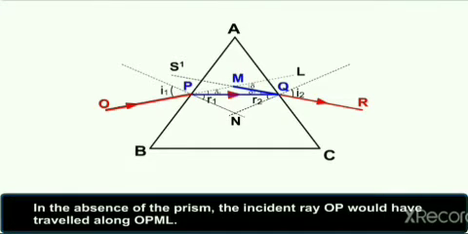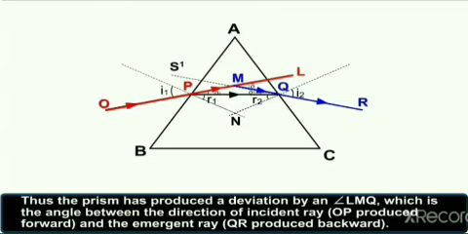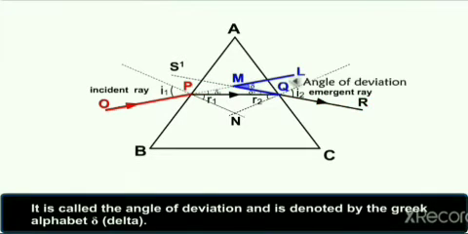In the absence of the prism, the incident ray OP would have travelled along OPML. The emergent ray QR appears to be coming along MQR. Thus, the prism has produced a deviation by an angle LMQ, which is the angle between the direction of incident ray OP produced forward, and the emergent ray QR produced backward. It is called the angle of deviation and is denoted by the Greek letter delta.